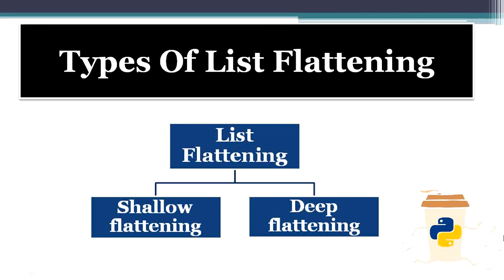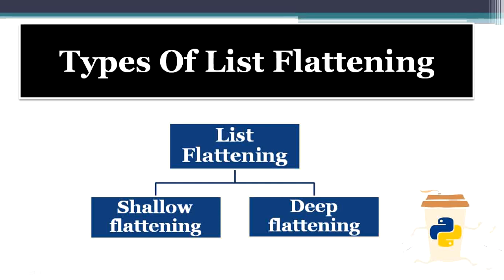Now list flattening can be of two types. One, shallow flattening, and two, deep flattening. So let's understand what's a shallow flattening and then we shall discuss what's a deep flattening. Shallow flattening is the process of flattening lists that only have a depth of one level. Deep flattening is the process of flattening lists that have varying depths.